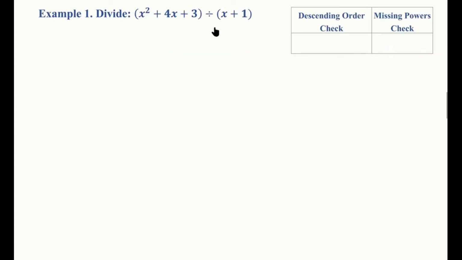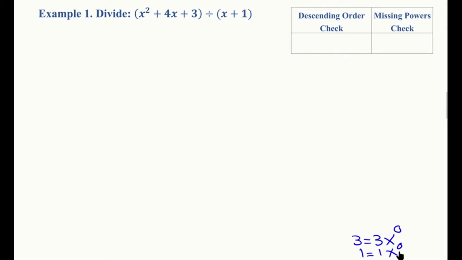Let's go ahead and take a look at this problem now. So remember, there are two checks we always want to do: the descending order check and the missing powers check. So notice both the dividend and the divisor are in descending order indeed. See, second degree term, first degree term, 0 degree term; first degree term, 0 degree term. Because remember, when you have a constant like 3, you can write it as 3x to the 0, or 1, you can write it as 1x to the 0. That's why we say 3 and 1 are 0 degree terms.